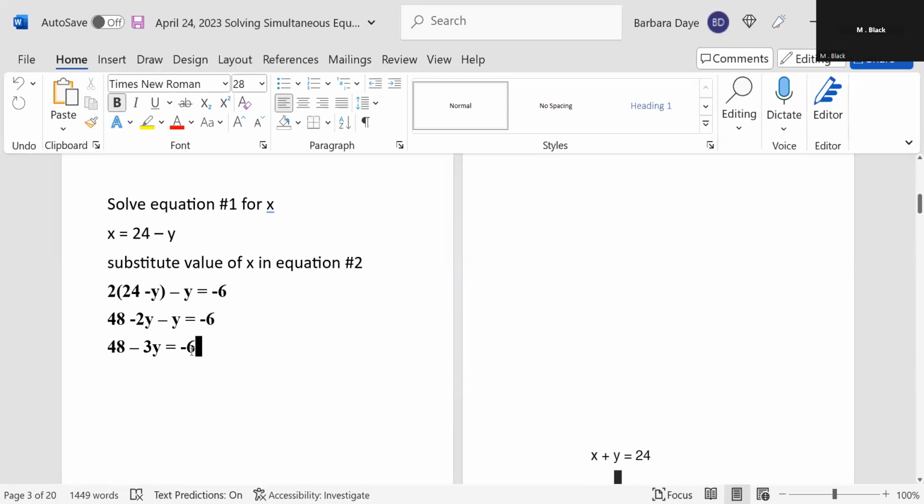How do you get the 48 with the minus 6? We're going to add. Well, this is a plus 48. So if you wanted to get the 48 on the right side, you'd have to subtract the 48. Yes, right? You have to subtract the 48.